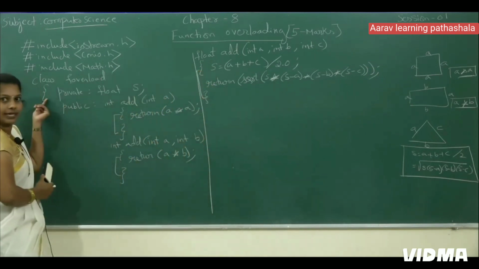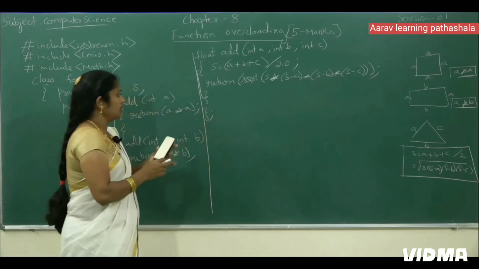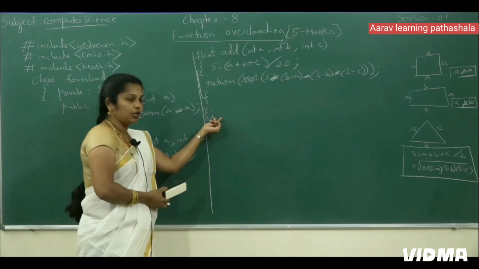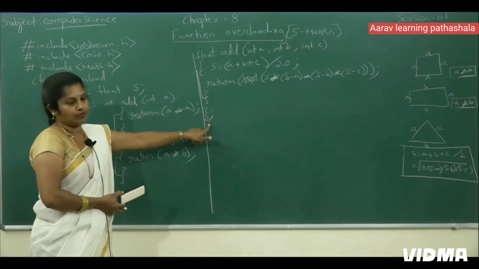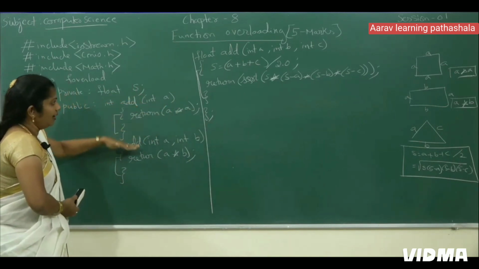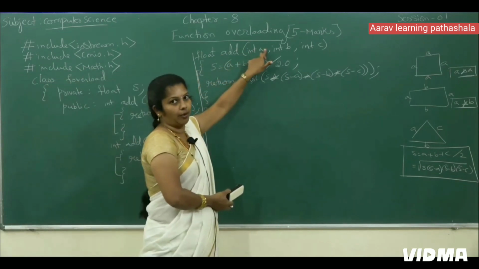But here we have opened the class, so now we will close the class. While closing the class, after closing the flower bracket, you have to put one semicolon. Whichever bracket we opened here, it is closed. Totally three functions, add: one argument, two arguments, three arguments.